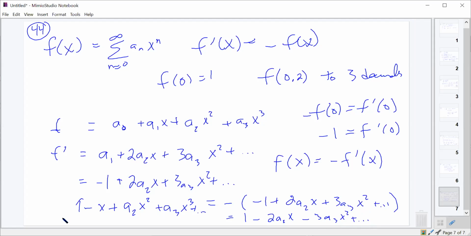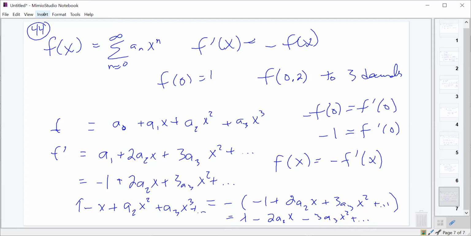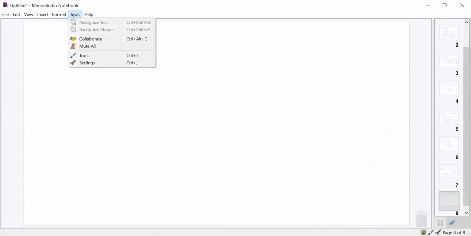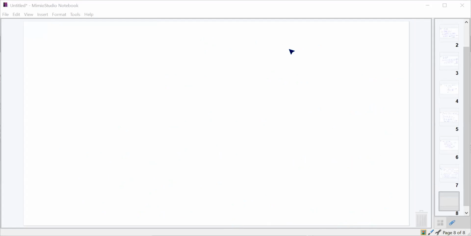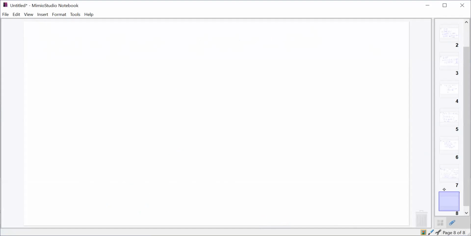And so now we can match them, with the 1 and the 1 matching up with each other. We have negative 1x's and negative 2 a sub 2x's. So we got negative, oh no, I lost my pen. Okay, I got my pen back, don't worry. So we have negative 2a sub 2x's and we have negative 1x's. So negative 1 equals negative 2a sub 2.